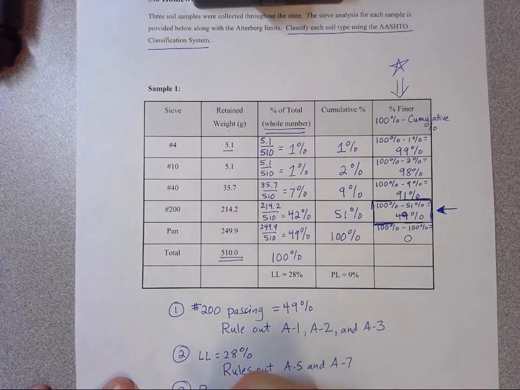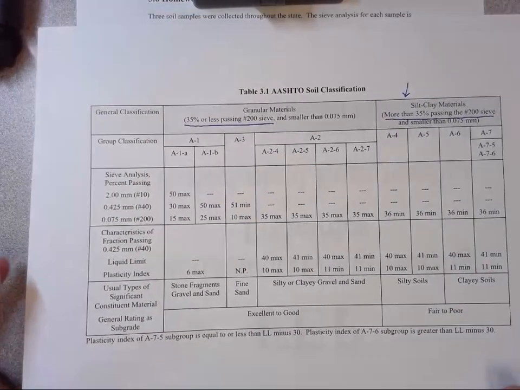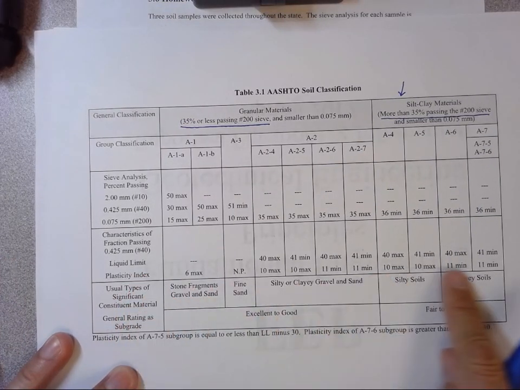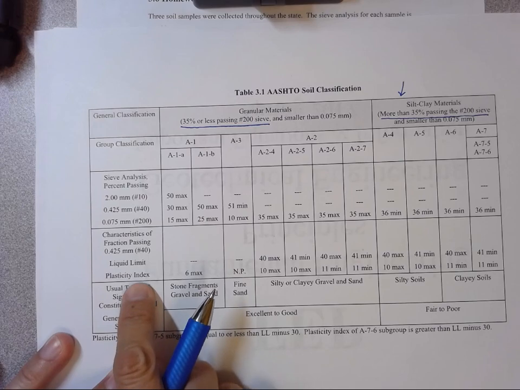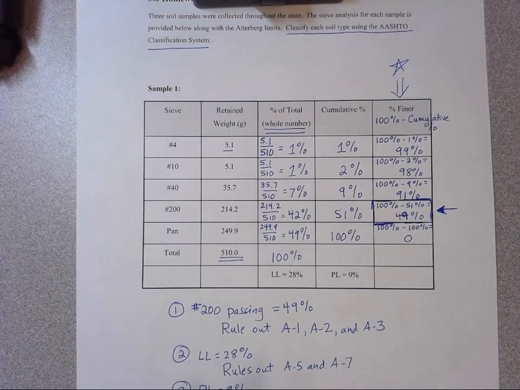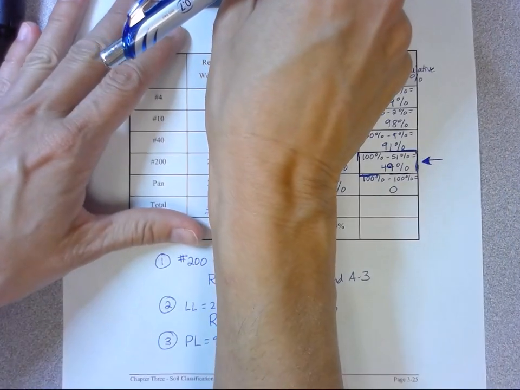All right, let's take a look at our last Atterberg limit we were given here. The plastic limit is equal to 9%. But when I go back to look at my table here, I don't actually have a plastic limit on my table. I have a liquid limit and a plasticity index. So I have to convert that plastic limit to a plasticity index.